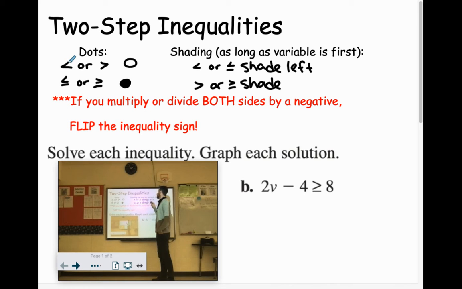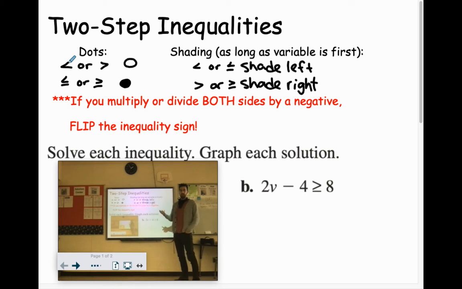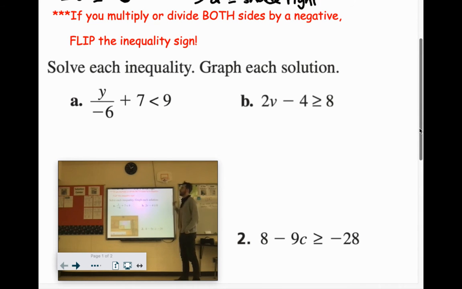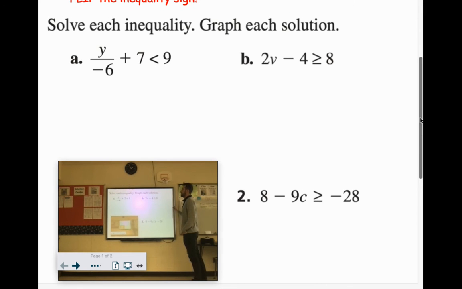Now, again, this is only when in your final answer the variable is listed first, like x is greater than 11. You wouldn't shade to the right. It just goes backwards if your variable is listed second. So you can either rewrite the inequality or you can just remember it's the opposite. That last thing in red there: if you multiply or divide both sides by a negative, you have to reverse the inequality sign. So solve each inequality and then graph the solution.